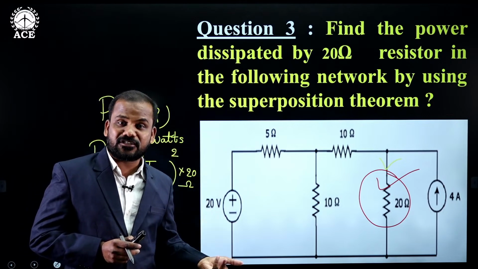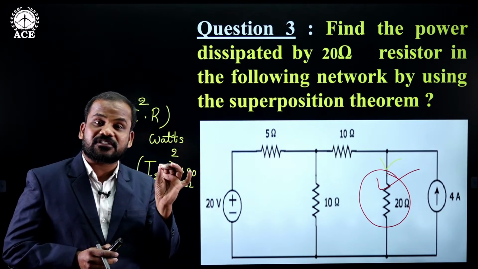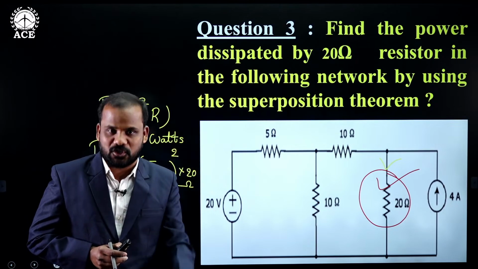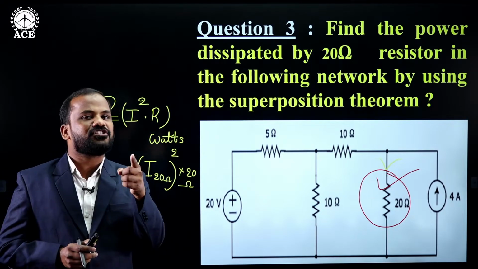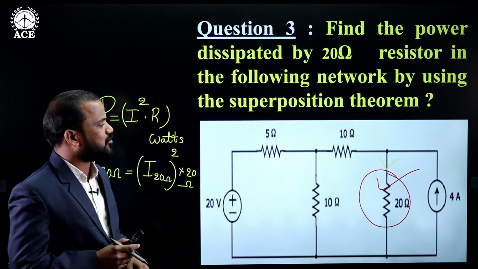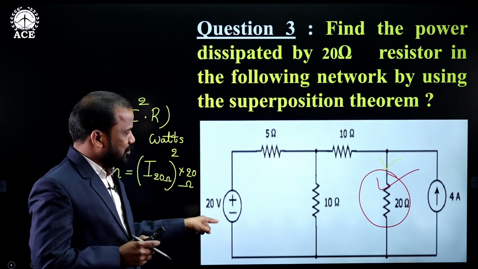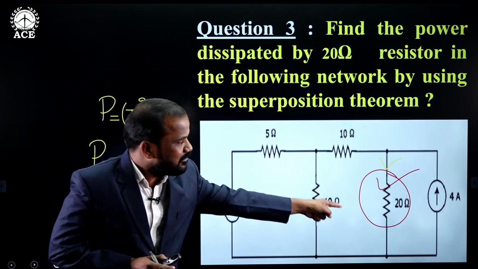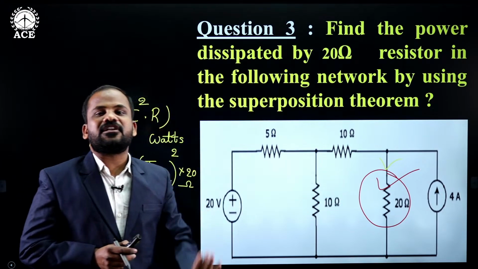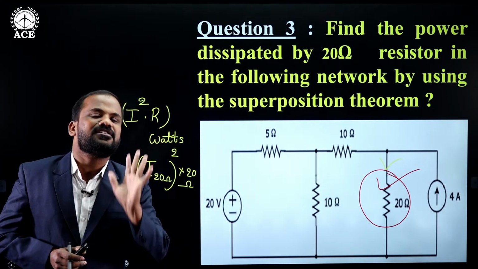Then what about the current sources? All current sources act as an open circuit. This is the most important point. Now we observe that when the 20 volt voltage source is acting alone, the current source will act as an open circuit.